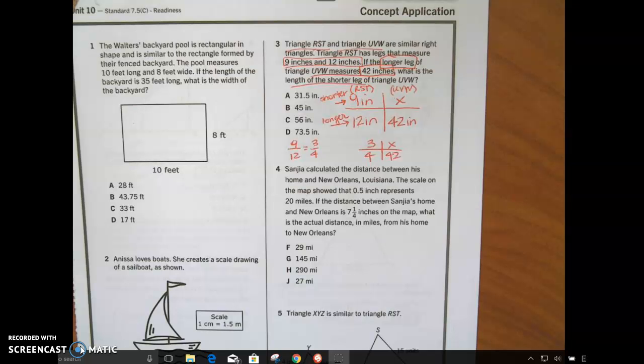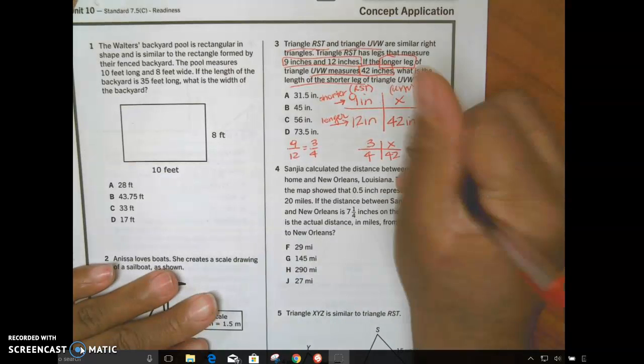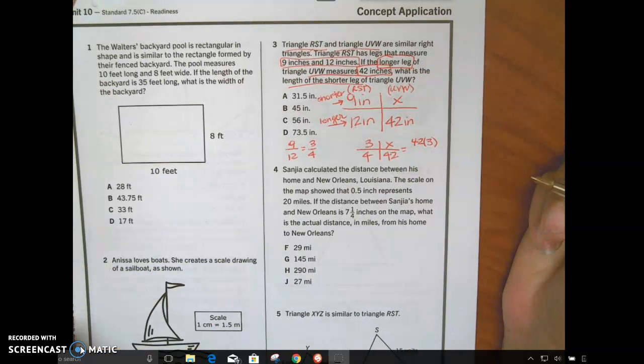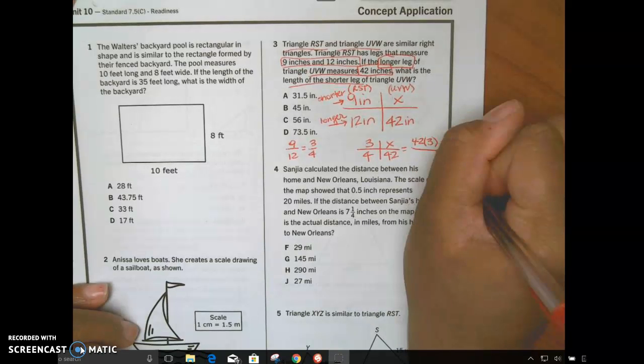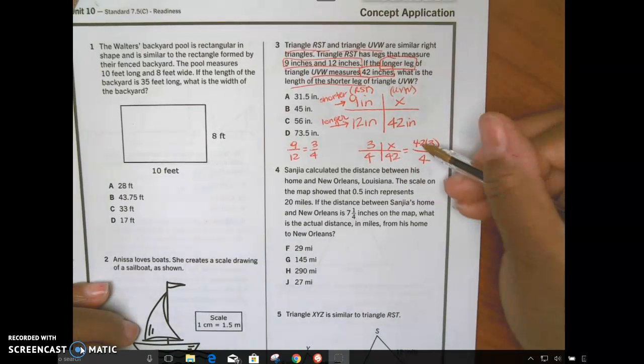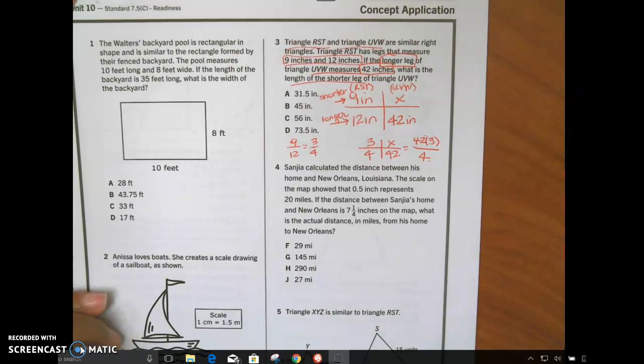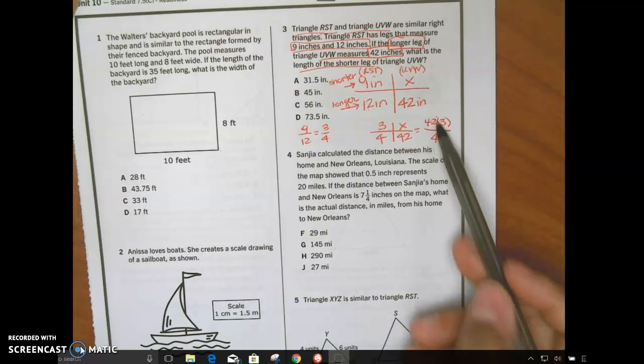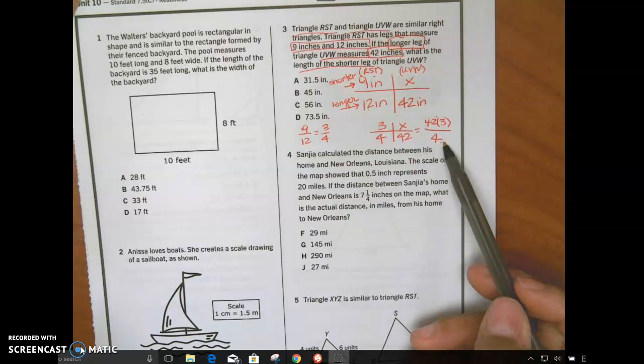Tell me what to do. Oh, you multiply 42 by 3, then divided by 4. Good. What can I do with the 42 and the 4? You can simplify. I always want to simplify my fractions, y'all. This is a fraction. This is 42 over 4 and 3 over 1.